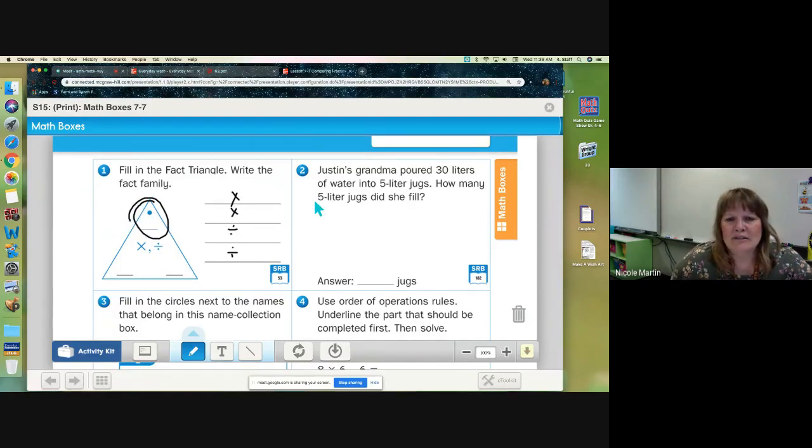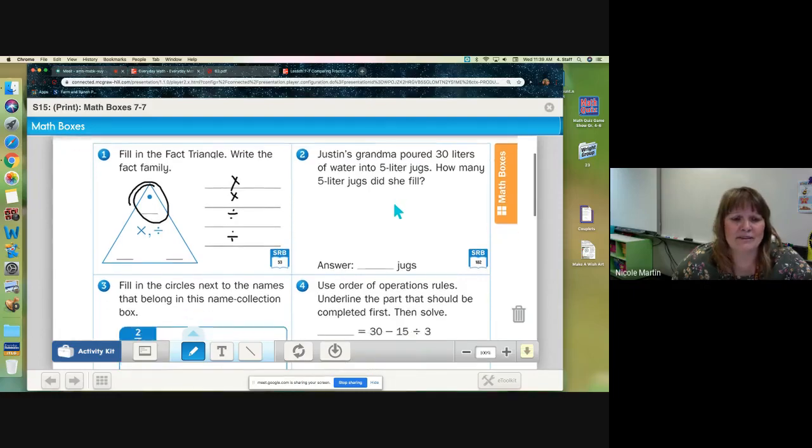All right, looking at number 2, Justin's grandma poured 30 liters of water into 5-liter jugs. How many 5-liter jugs did he fill? 5's a pretty easy number to count by, so that shouldn't be too difficult.